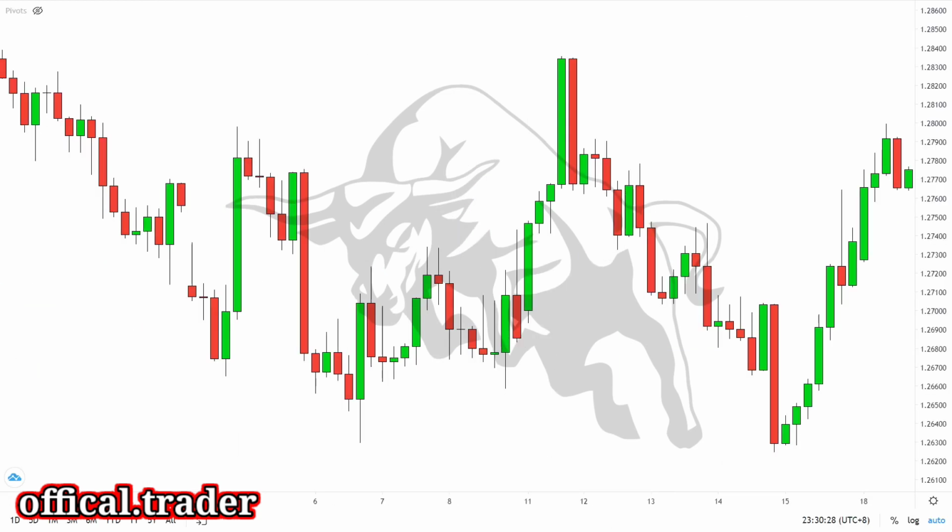Okay, now that we know how pivot points work, let's go over a pivot point trading strategy. So here we have a 4-hour chart of the dollar Canadian.